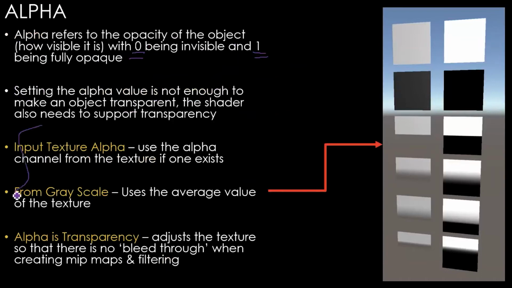There are 3 different alpha settings inside of Unity. Input texture alpha: if you have an alpha texture, and if you're using a PNG, it'll use what's stored in the alpha channel, that 4th part, RGB, and then A for the alpha. From grayscale is going to use the average value of the texture.